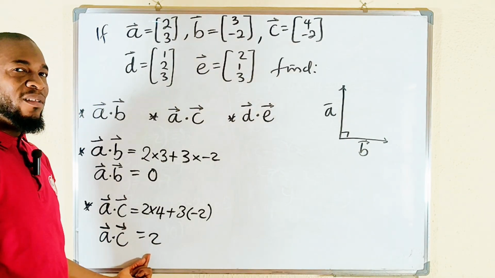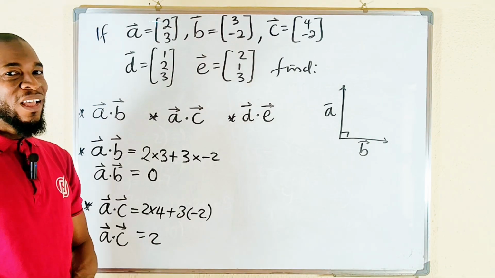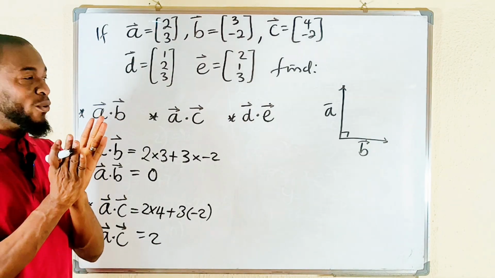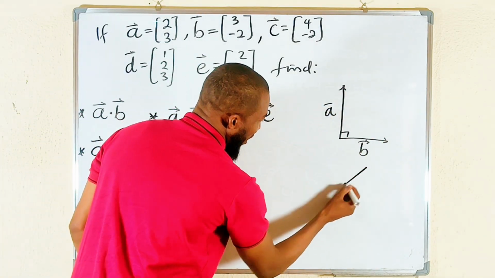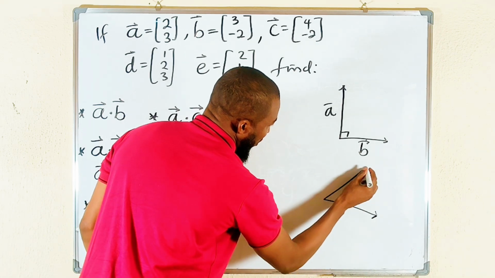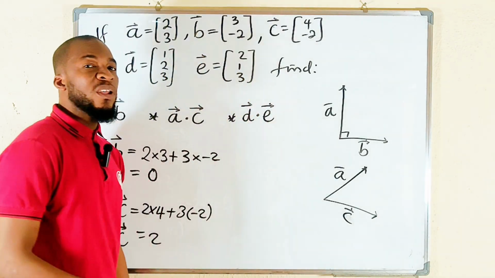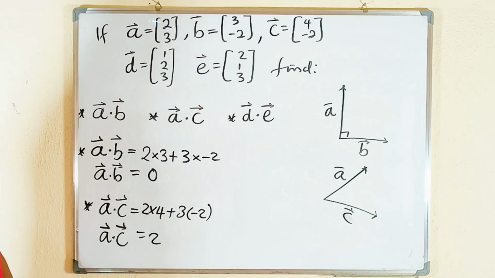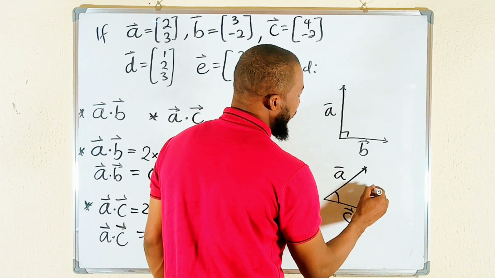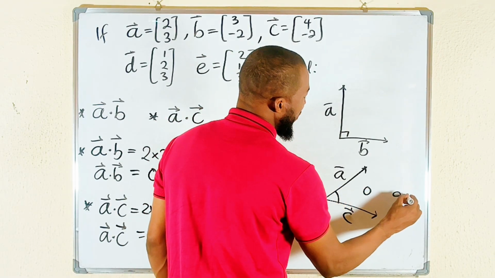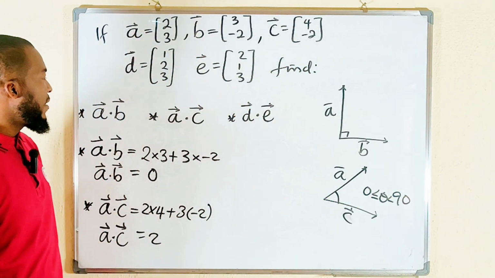And what does this tell us? It means that the angle between these two vectors is what? It's acute. It is between 0 and 90, though we don't know actually. It is something like this. If this is a, this is c, the angle is not up to 90 degrees. It is between 0 and 90. Then let's take the last one.